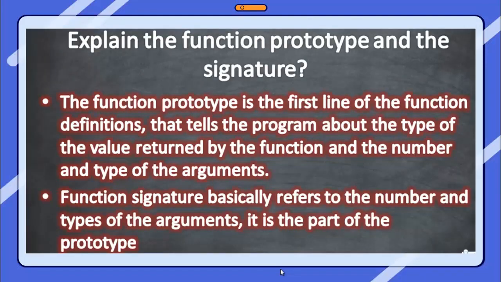Function prototype and function signature. The function prototype is the first line of the function definition that tells the program about the type of the value returned by the function and the number and the type of the arguments. Function signature basically refers to the number and the types of the arguments. It is a part of the function prototype.